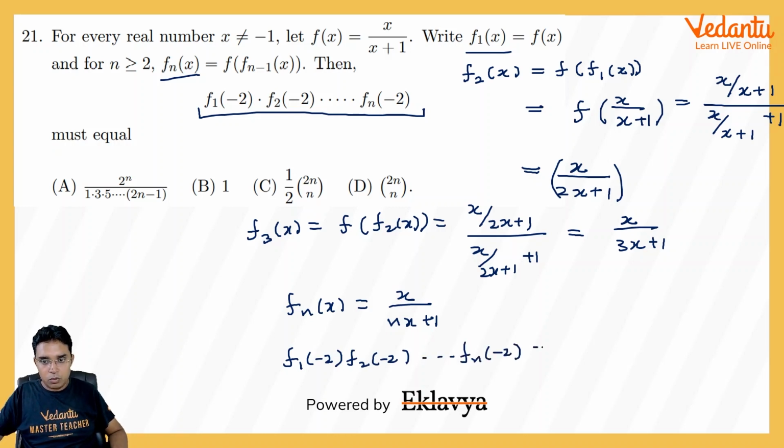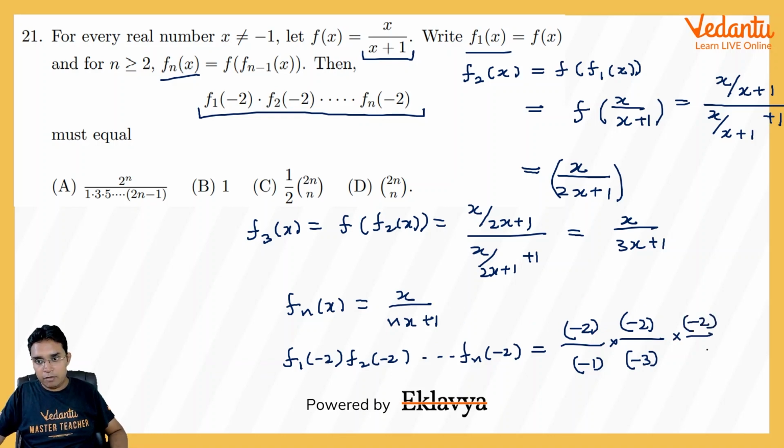Now they are asking the product of f1(-2), f2(-2), and so on up to fn(-2). To do this question, I will use f1 to be minus 2 in the numerator and minus 1 in the denominator. In the next term, f2(-2), once again minus 2 in the numerator, but in the denominator it will be minus 3. Then f3, if I write, it will be minus 2 here and minus 5. So you can see we can ignore minus signs because they are going to cancel, and the last one would be minus 2 over minus of 2n minus 1.